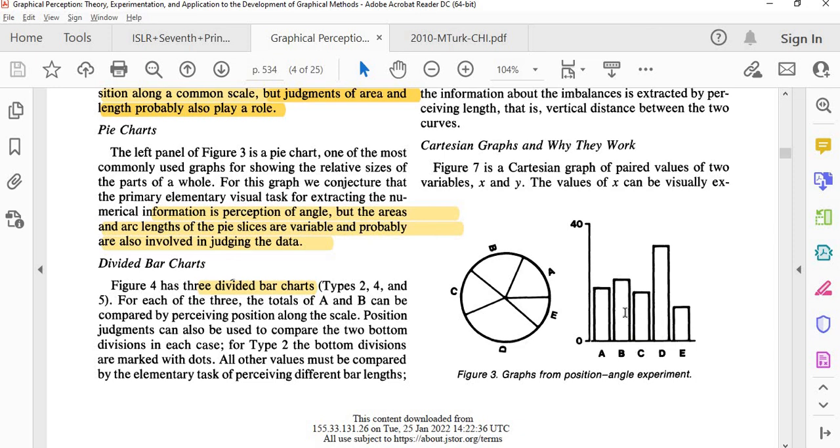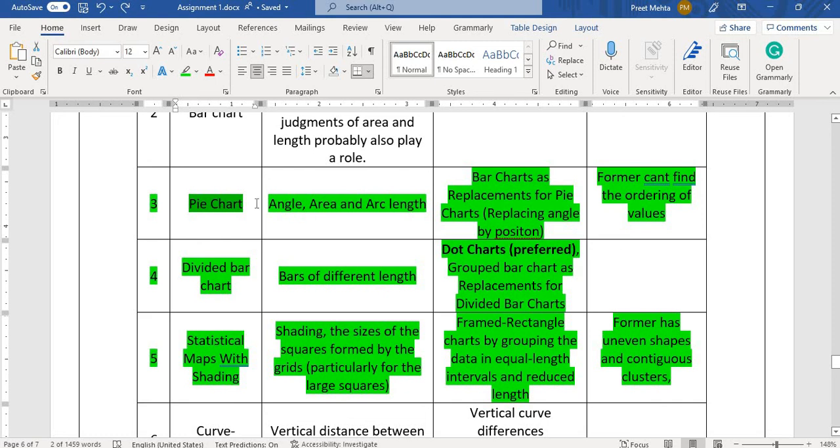So in a bar chart, we can easily calculate the length, right? And we can also see the order of this. So over the angle, the length is preferred. Remember this. Over the angle, length is preferred.